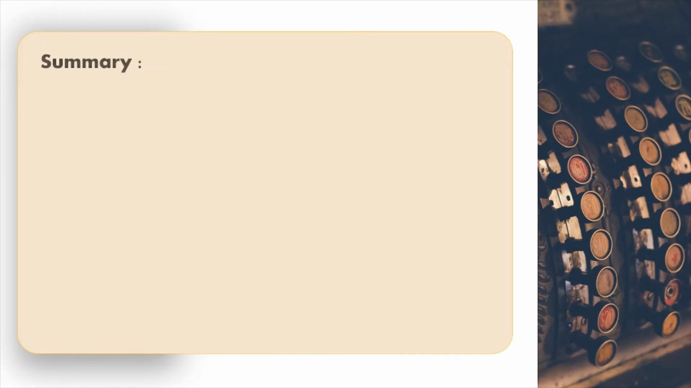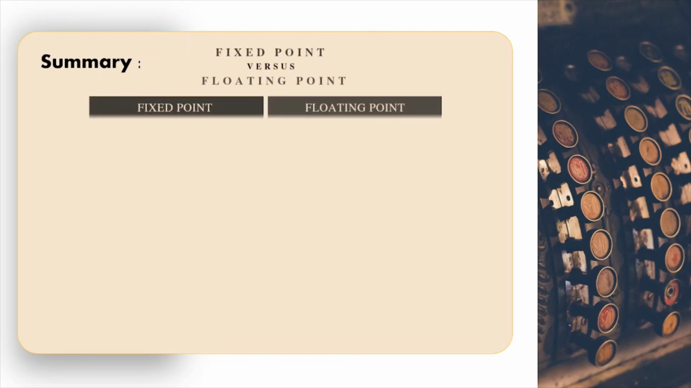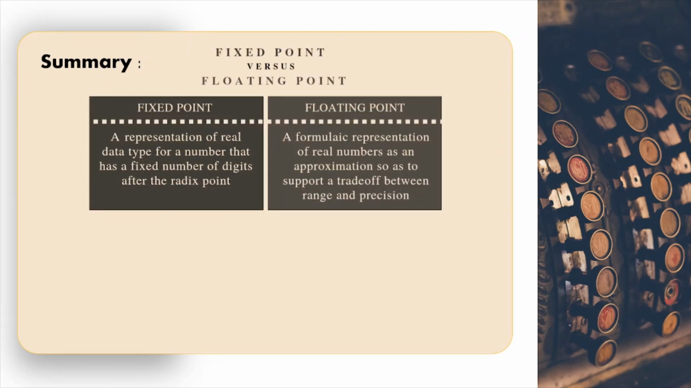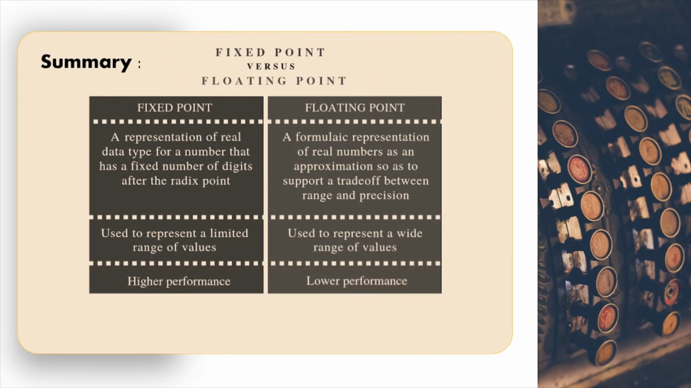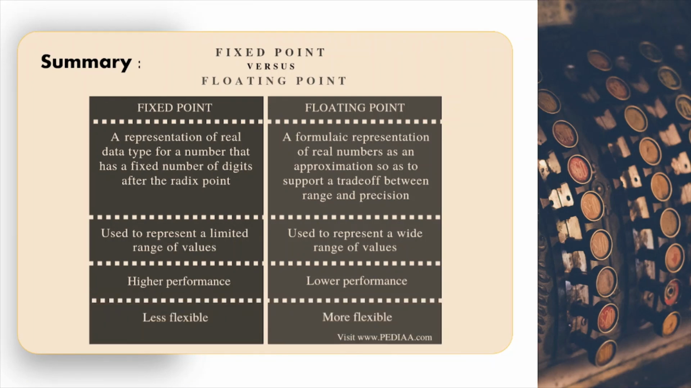So let us take a short overview of these concepts. Fixed point is a representation of a real data type for a number that has a fixed number of digits after the radix point. Floating point is a formulaic representation of real numbers as an approximation so as to support a trade-off between range and precision. Fixed point is used to represent a limited range of values, while floating point is used to represent a wide range of values. Fixed point has higher performance. Floating point comparatively has lower performance. Fixed point is less flexible, while floating point is more flexible.